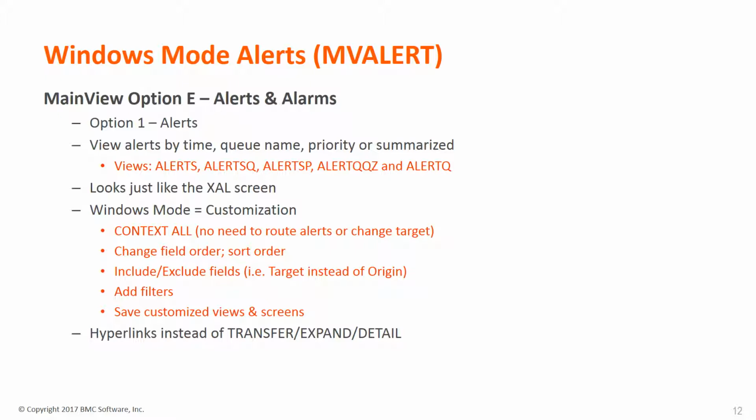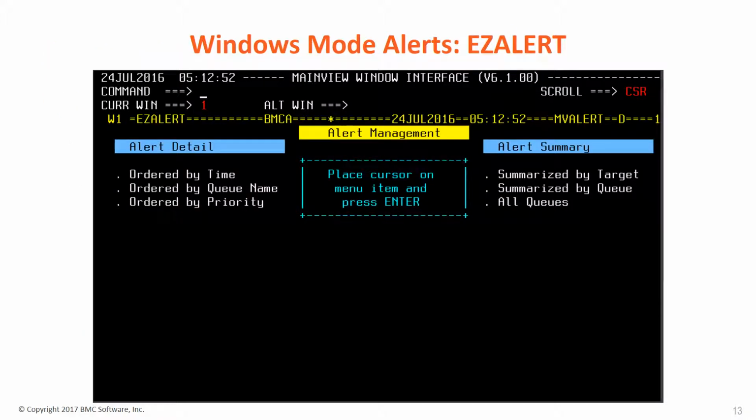The one difference when you're looking at the Windows mode alerts instead of the full screen ones is it uses what we call hyperlinks instead of transfer expanded detail functions. So when I go into the Windows mode to look at my alerts, I'm going to see a menu like this. And on the left, you can see we've provided you with some default sort sequences by time, queue name, and priority.